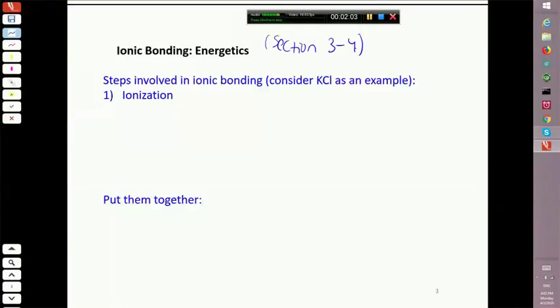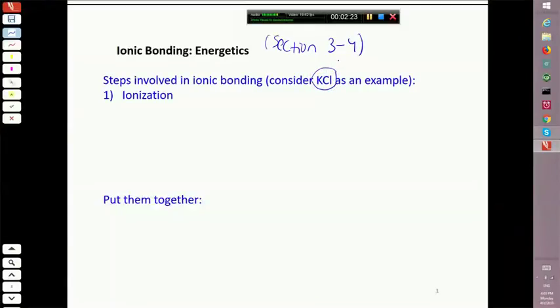So we're starting out with talking about ionic bonding again, but as you'll see, a lot of the approaches we're going to use are related to enthalpy and Hess's law and things of that sort. Okay, the first thing we need to talk about are the steps that are involved in ionic bonding. So reviewing what we're talking about there, we're considering KCl as an example.